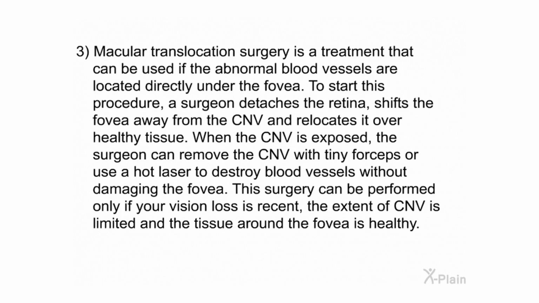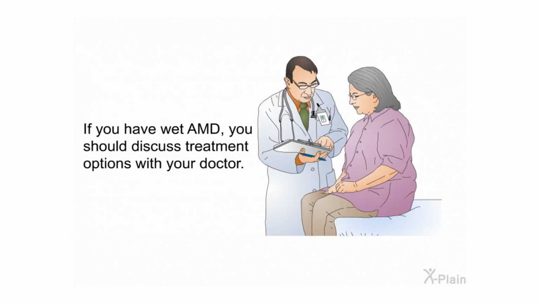3. Macular translocation surgery is a treatment that can be used if the abnormal blood vessels are located directly under the fovea. To start this procedure, a surgeon detaches the retina, shifts the fovea away from the CNV, and relocates it over healthy tissue. When the CNV is exposed, the surgeon can remove the CNV with tiny forceps or use a hot laser to destroy blood vessels without damaging the fovea. This surgery can be performed only if your vision loss is recent, the extent of CNV is limited, and the tissue around the fovea is healthy. If you have wet AMD, you should discuss treatment options with your doctor.